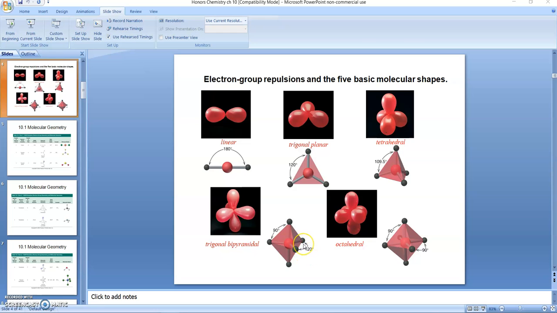And by the way, I'll point out now, since we're on the topic, lone pairs are more repulsive than bonding pairs. Okay? Why is that true? Because bonding pairs are constrained between the two nuclei. So the electron clouds are kind of pulled together really tiny.